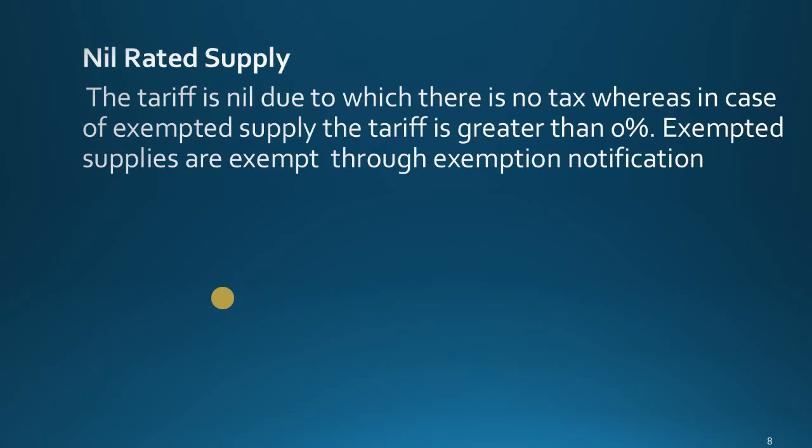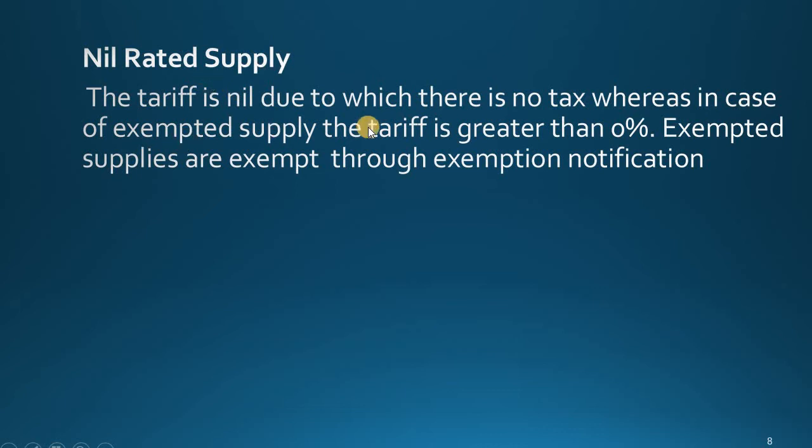Then nil rated supply. Here nil rated and exempted supplies are different in nature. Exempted supply means they are exempt from tax, so in future they may not be exempt. But nil rated means here the tariff is nil, so the tariff is nil due to which there is no tax. So that is nil rated supply.